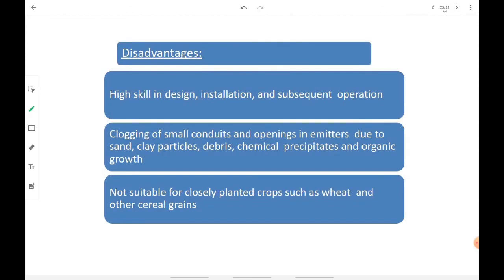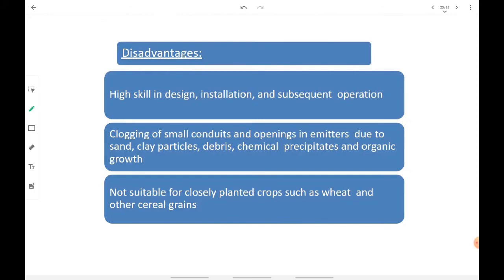Alright, the dark side of drip irrigation. High skill in design, installation and subsequent operation. Yes, high budget, high finance, high skill in installation and subsequent operation. The farmer needs to be trained regarding the maintenance of this drip irrigation, or also in the case of sprinkler irrigation, the programming, the proper channelizing, the whole system needs to be learned by the farmer in order to have the system run smoothly in his farmland.